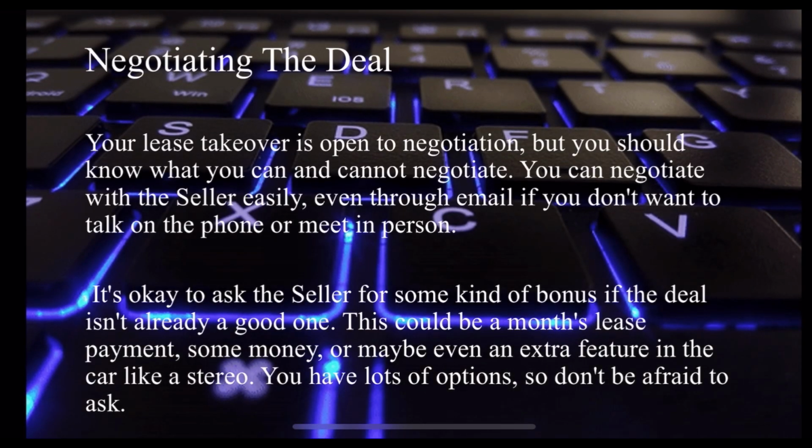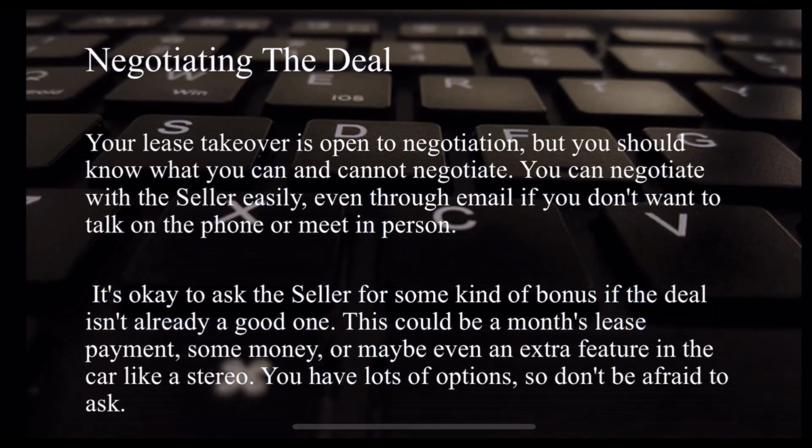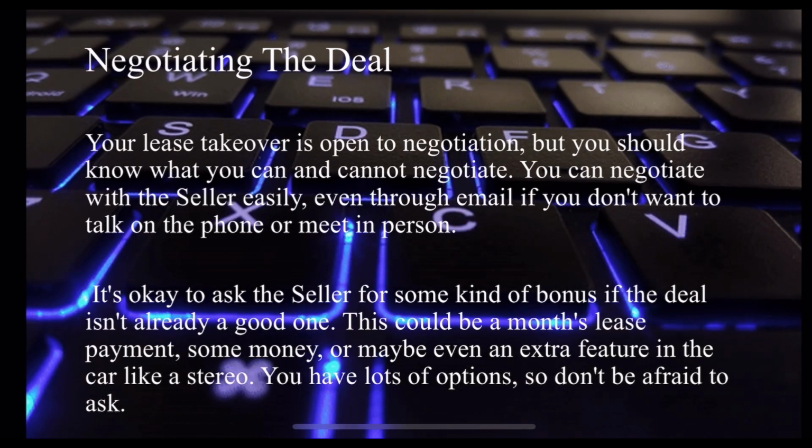So those are some questions you can ask, guys. You can screenshot that list to make sure that you at least ask those questions, and just make sure that you take a good look at the lease, and then you're going to move on to negotiating the deal.